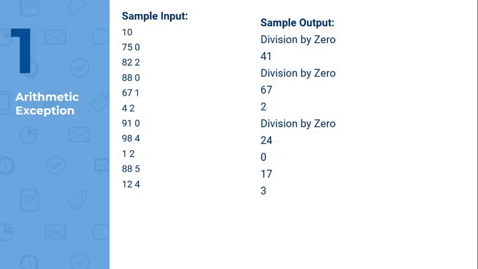So this is the input. The input is a space separated value. If a 0 is given, like 75 by 0, which is a divide by 0 exception, I am getting the output as division by 0. Otherwise you should get an integer value which is the division of that particular input. Now let us dive into the solution.